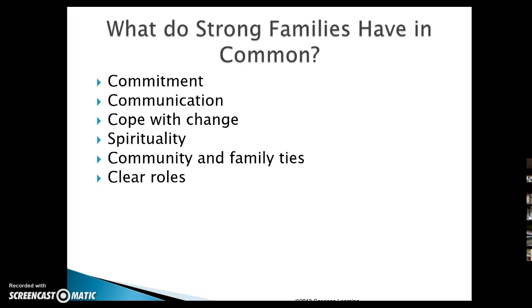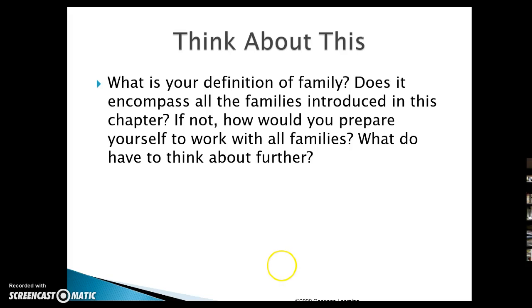And lastly, you'll see that clear roles are important in strong families. Strong families know this is the person who does this. This is the person in our family who takes care of these things. This is the person in the family I go to when I need whatever it is. Strong families tend to have very clear roles that are easily defined, and children are very confident in who has what role.